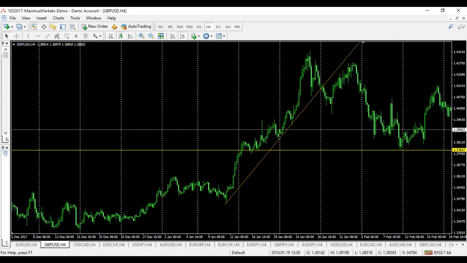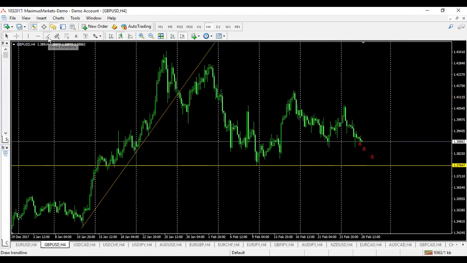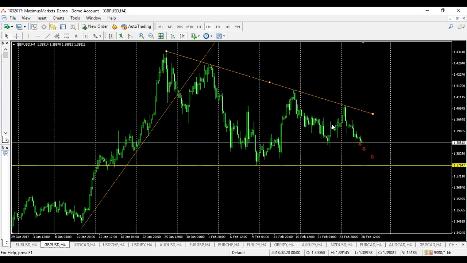Now, it's also important that when you are drawing the downward trend, look at it, I connect this and this. Can you see? And connect this. I do this for GBP USD. What am I looking for? I am looking for a breakout. There are two things that you look for when you draw a trend line. You are looking for a breakout or you are looking for a bounce.